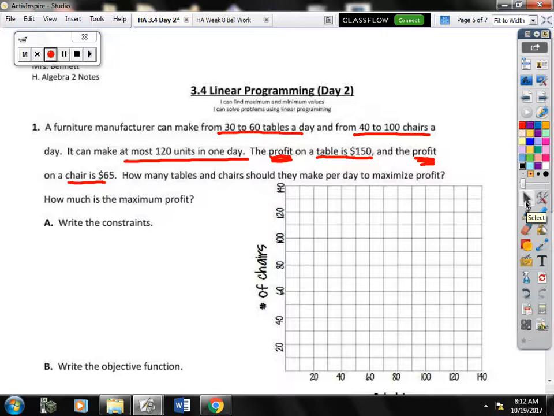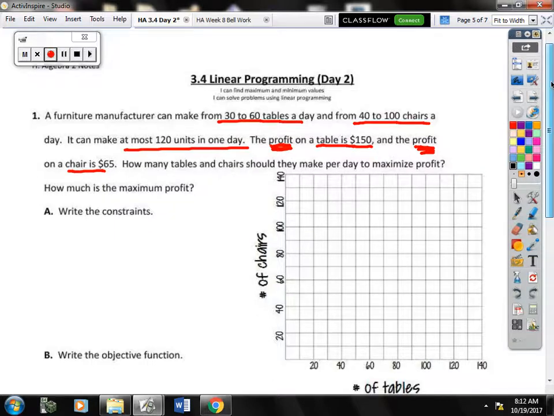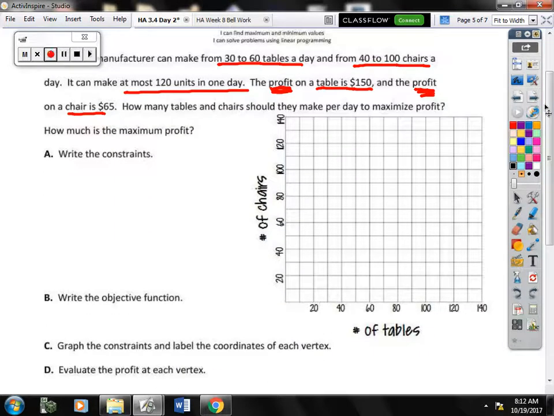You can notice that the variables have been defined for us if you look at the graph. So x is the number of tables, and y is the number of chairs. If you want to jot that down, x is the number of tables, y is the number of chairs. If that weren't defined in the graph, you could do it the other way. It doesn't really matter. Okay. All right, go ahead and get together.